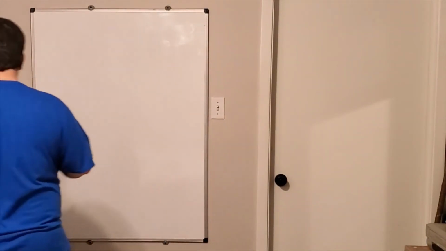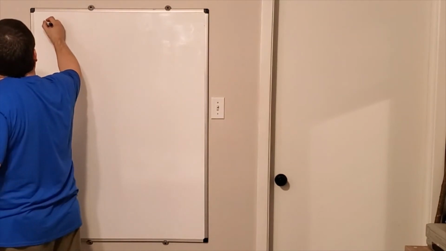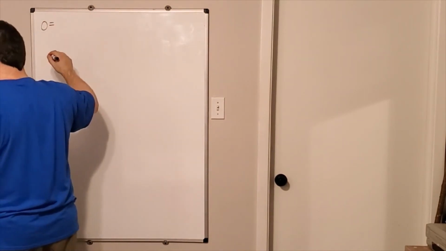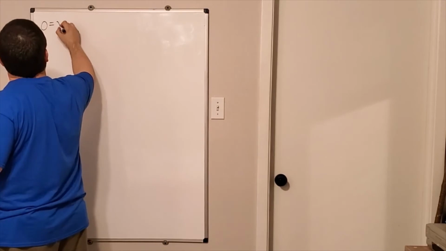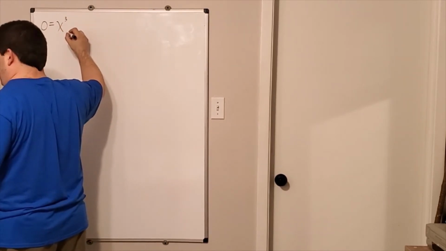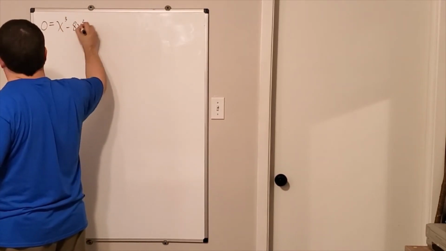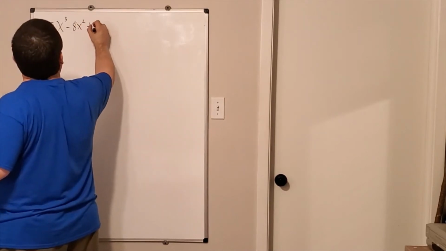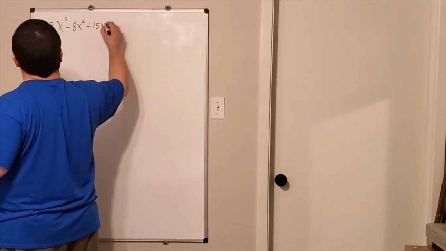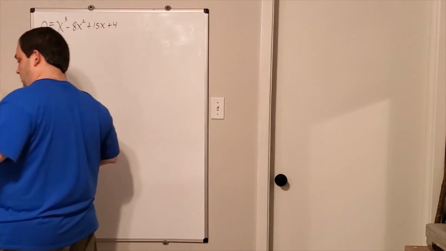Okay? So here's the thing. Let's do this one. Solve 0 equals x cubed minus 8x squared plus 15x plus 4. Okay?